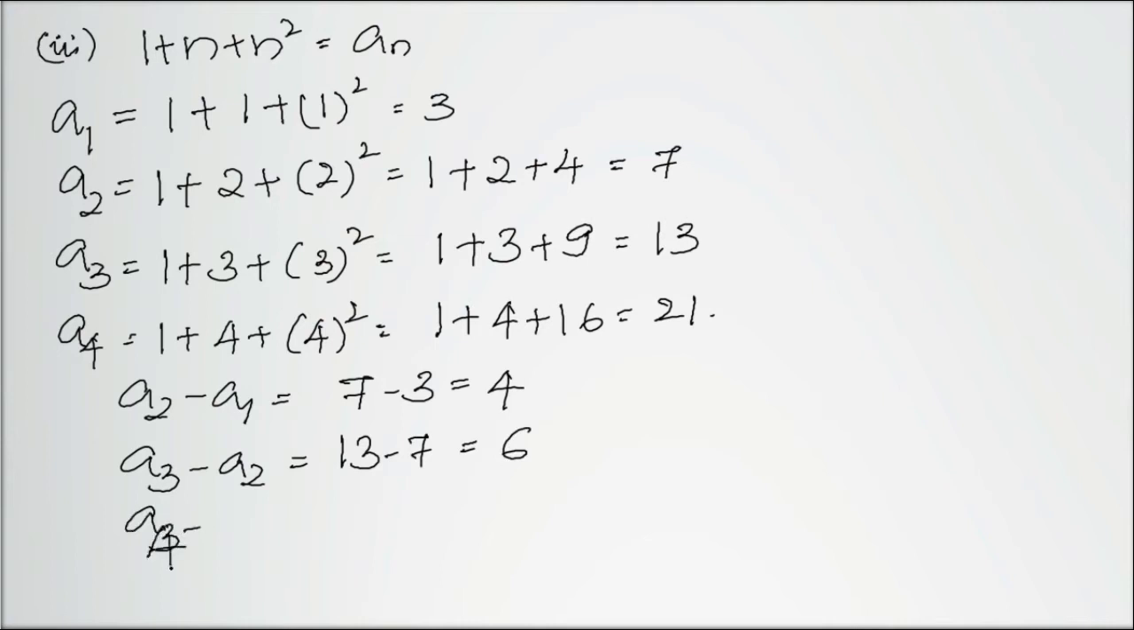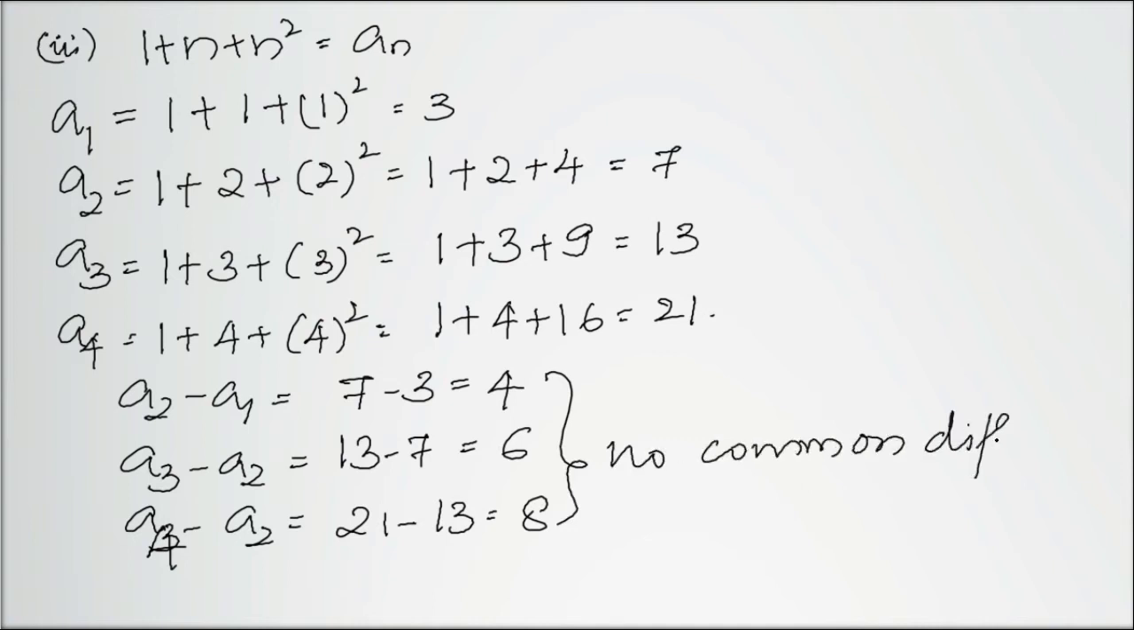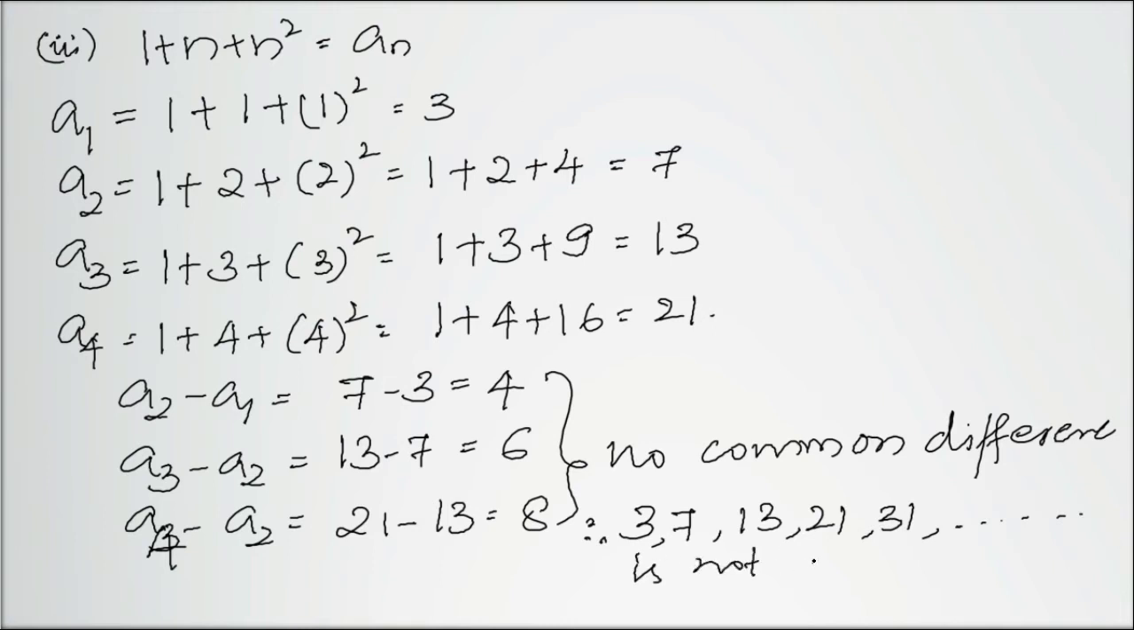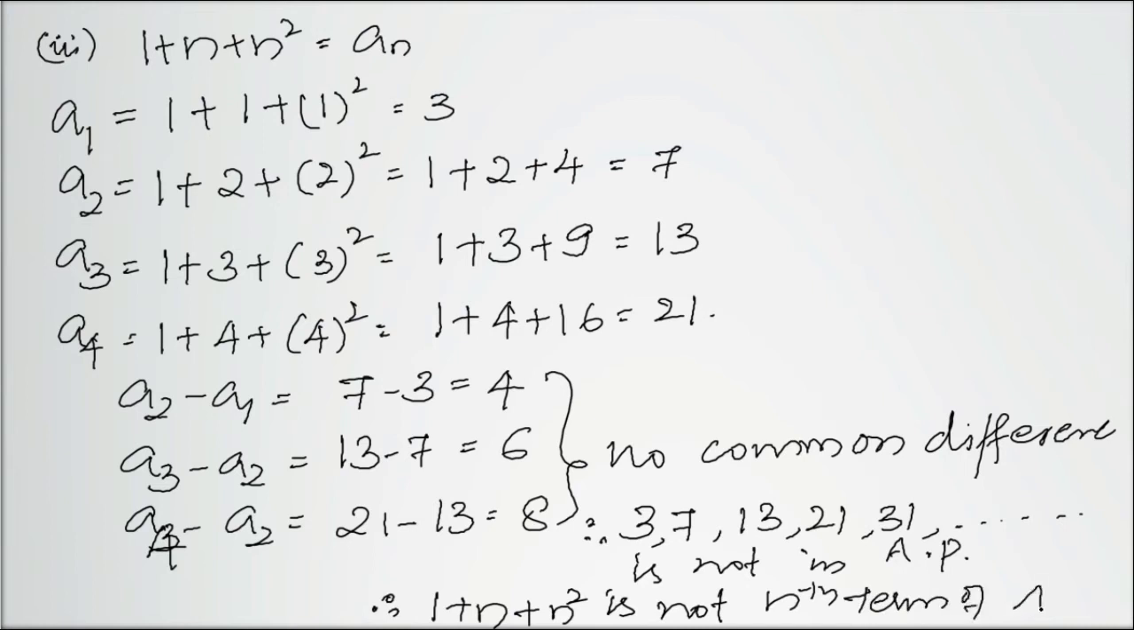a4 minus a3 will be 21 minus 13. We get it as 8. Here you observe there is no common difference. Whenever there is no common difference, then I can say that the series 3, 7, 13, 21, 31, and so on formed is not in arithmetic progression. In other words, I can say that 1 plus n plus n square is not the nth term of an arithmetic progression.